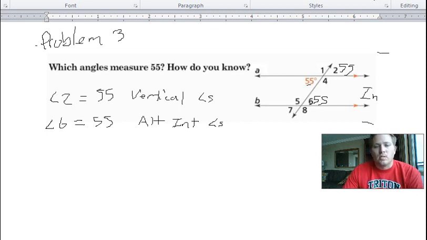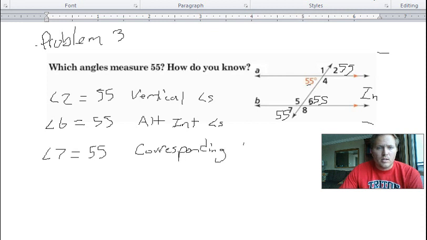Okay, so my last one, I see 55 and 7, that would also be 55 degrees. So we say angle number 7 is also 55 degrees. And how do we know that? They are corresponding angles. Remember, corresponding angles means they have the same seat at the table. They're at the bottom left, bottom left. So those are all the ones that would equal 55.